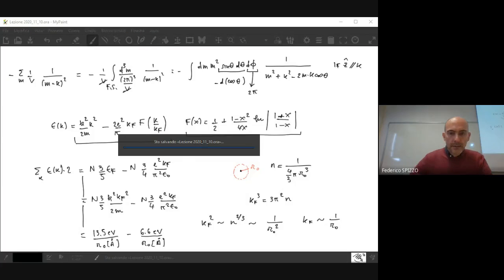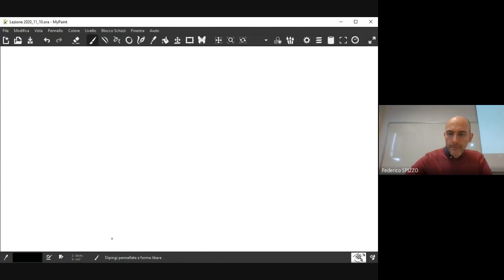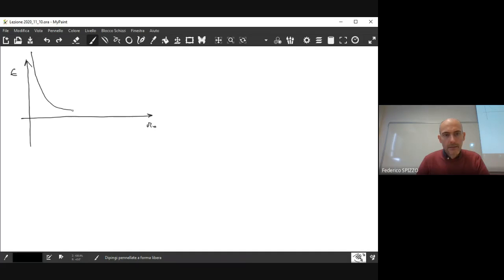And just to plot that, and then I stop the lesson. Just to plot that, if we make a plot of the energy as a function of R0, we have that the kinetic term is positive, and this like this. The potential term, the exchange term, is negative and is like this.